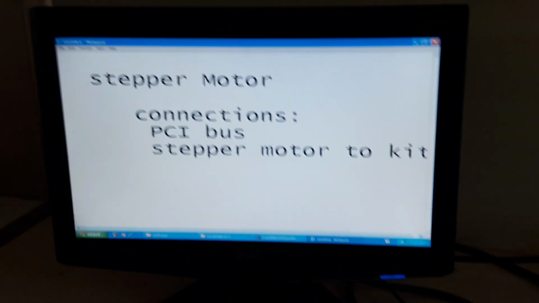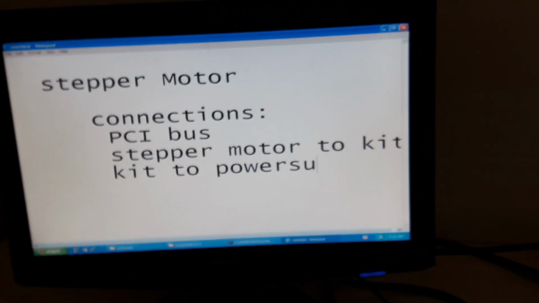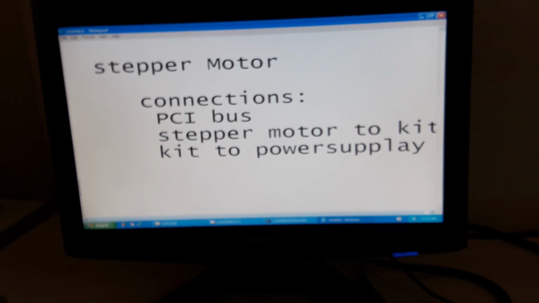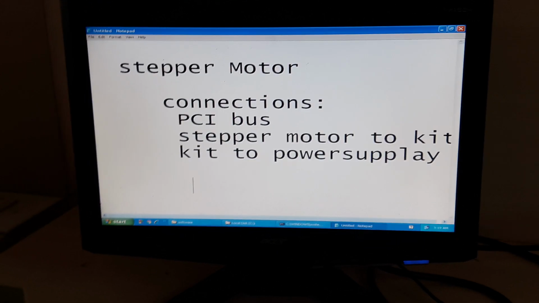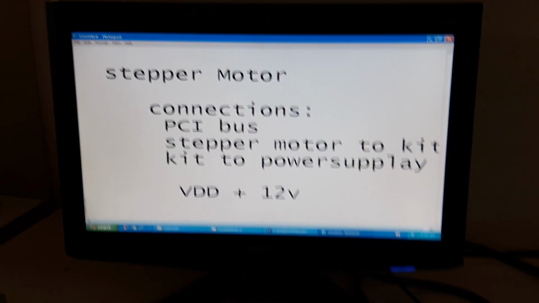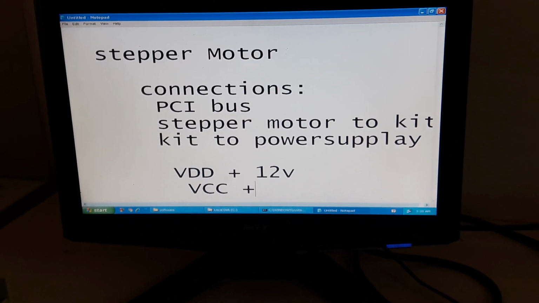Okay, next one is what? Kit to power supply. Power supply. Okay, so what we need to do? Okay, VDD stands for what? VDD is plus 12 volts and VCC means what? Plus 5 volts. So where is it there? Just project it here. Here.